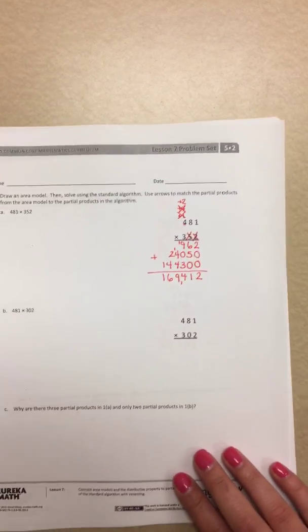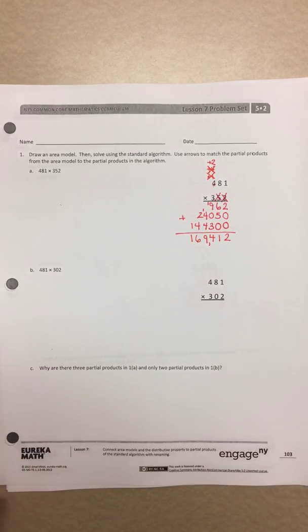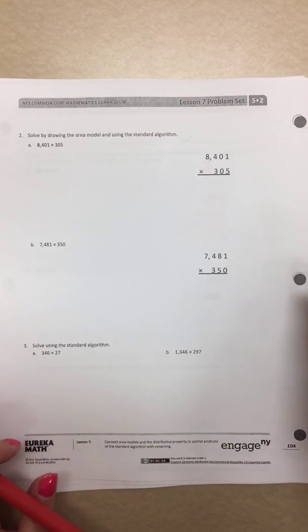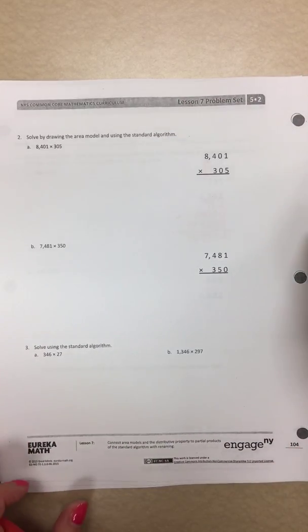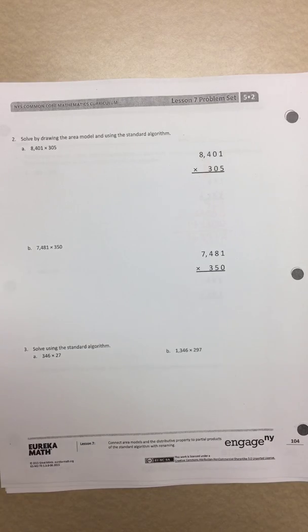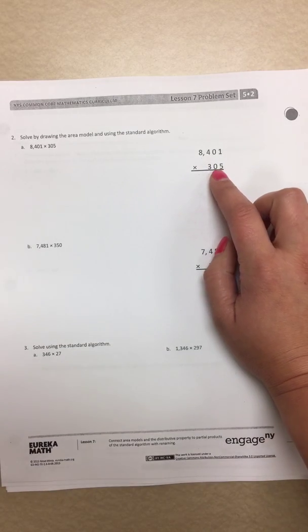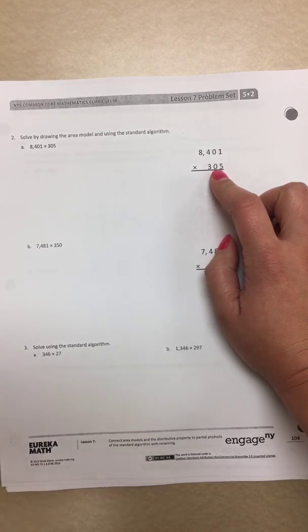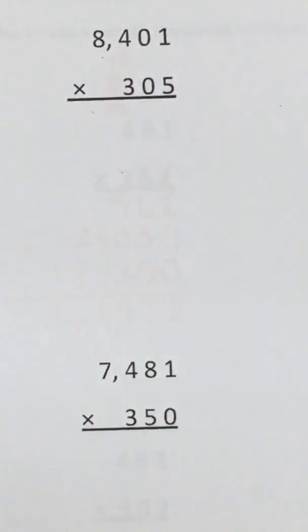So on this problem set, it also goes on, so now I'm on the back, so you can go ahead and flip your paper over. It also goes on to get even larger numbers. So now we've moved from 3-digit by 3-digit to 3-digit by 4-digit. Or I'm sorry, 4-digit by 3-digit.